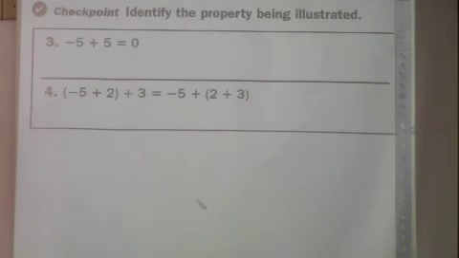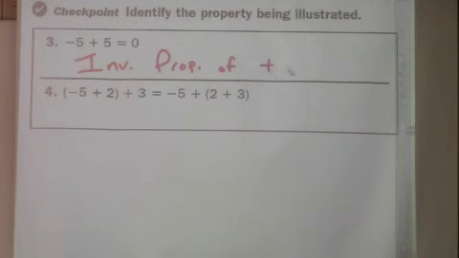Okay, jump to checkpoint problem number 3. -5 plus 5 equals 0. Which property is that? Inverse. This will be our inverse property. I'll abbreviate inverse property of addition. And then last one, -5 plus 2 plus 3 is the same as -5 plus the quantity 2 plus 3. Associative.